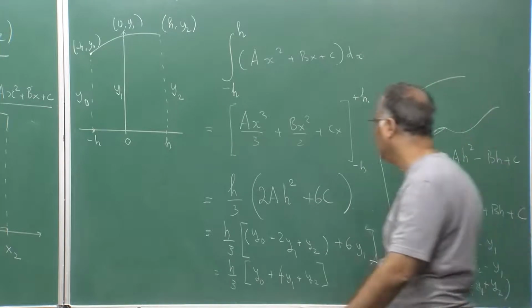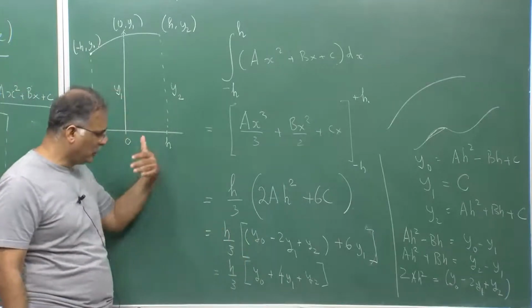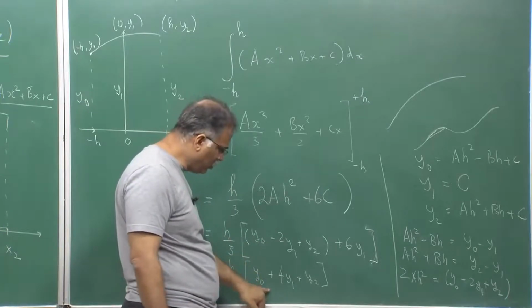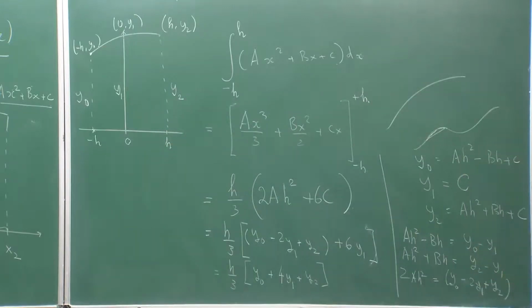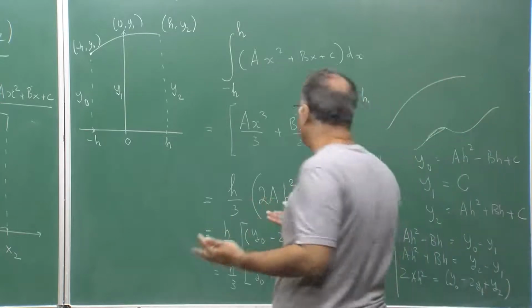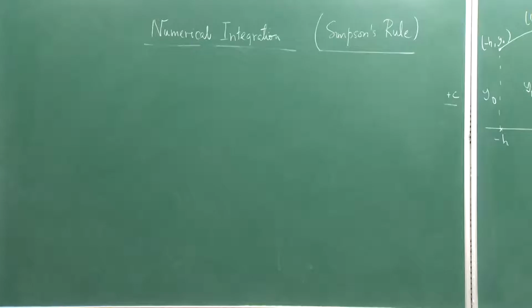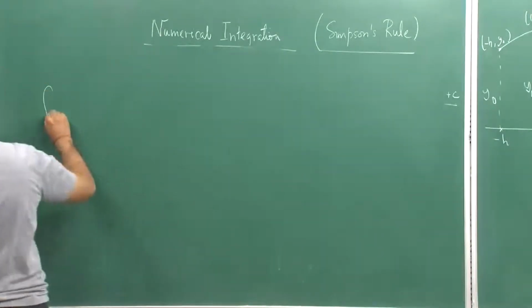Now, if I go to the next set of points, which is y2, y3, y4, it will become h by 3 times y2 plus 4 y3 plus y4. This is a cycling process which goes through, because the next set of points would be x2, y2, x3, y3, x4, y4. Let me now write down the estimate of the integral that this method, Simpson's rule, gives me.